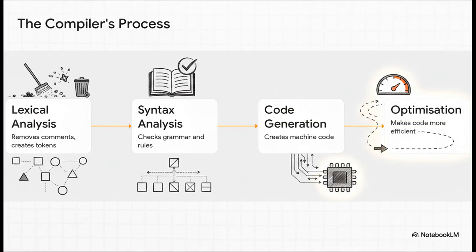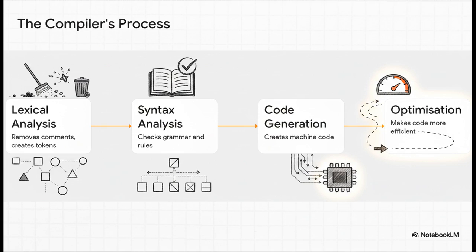And here they are. Stage 1, lexical analysis. Think of this as the cleanup crew. It goes through and just strips out all the useless stuff: your comments, extra spaces, all of that. Stage 2, syntax analysis. This is the grammar police. It checks your code to make sure it actually follows the rules of the programming language.